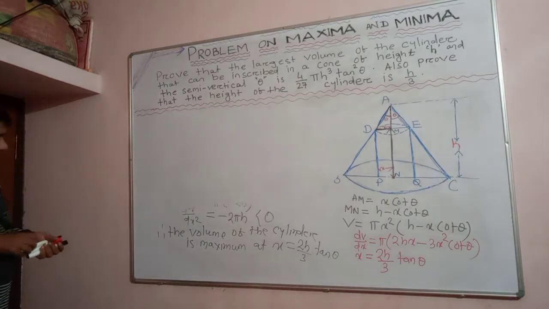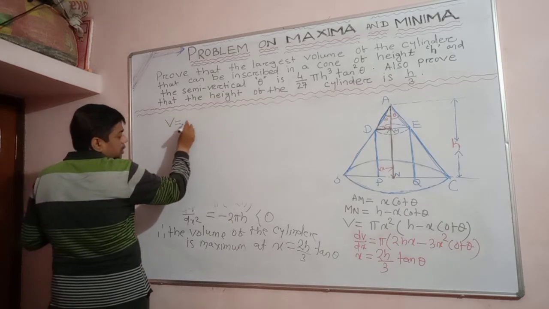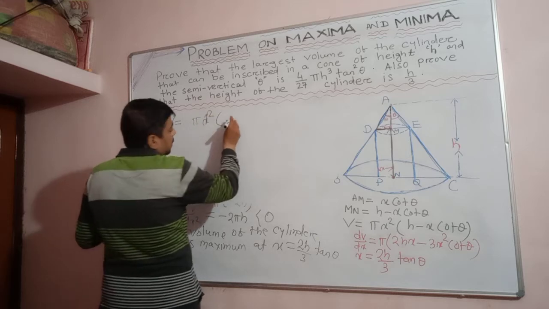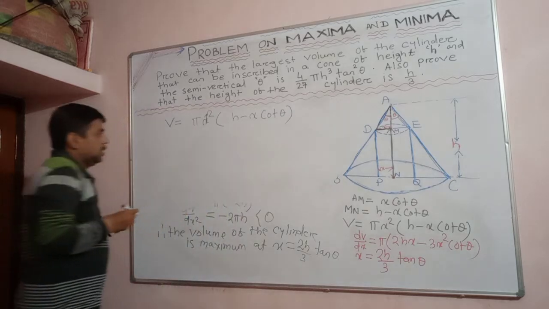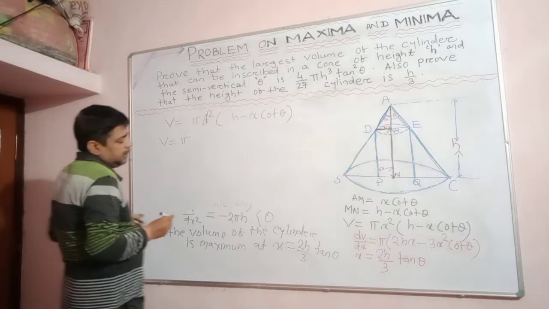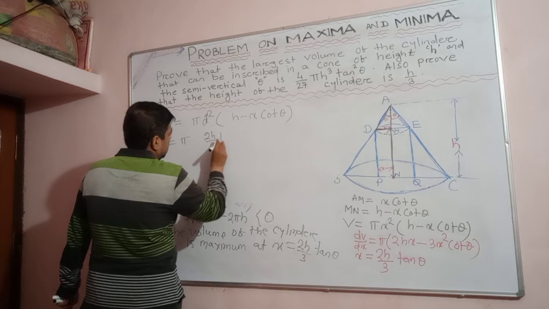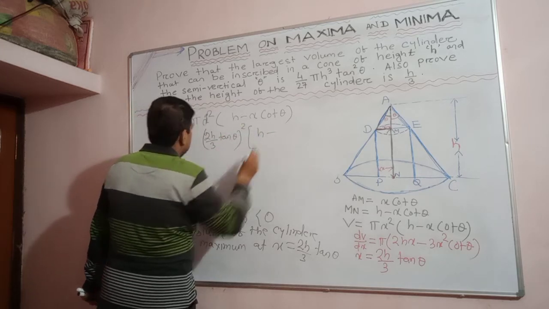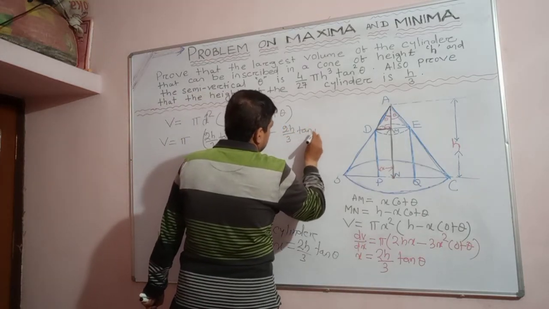After that you say the volume of the cylinder V is equal to pi x square whole into h minus x cot theta. Okay, here you have to find out the volume of the cylinder. So V is equal to pi. What is the value of x? x is equal to 2h by 3 tan theta. So it will be 2h upon 3 tan theta whole square, then h minus the x value, 2h upon 3 tan theta, into cot theta.